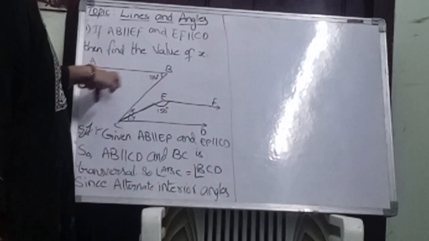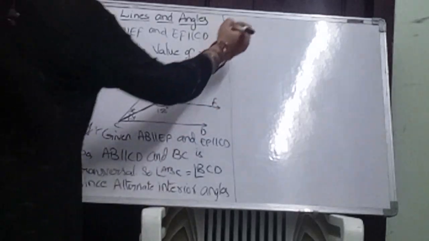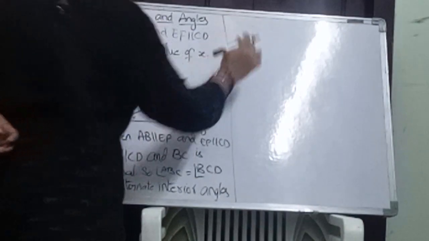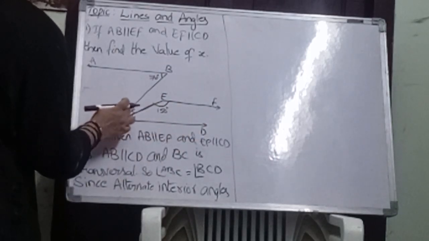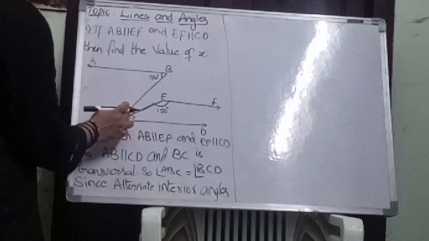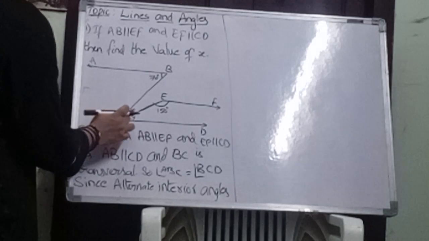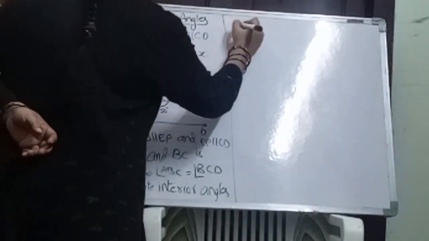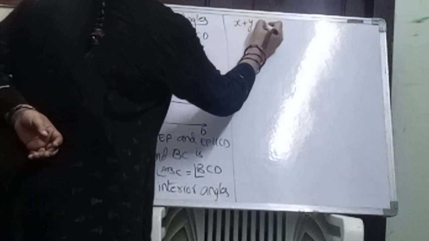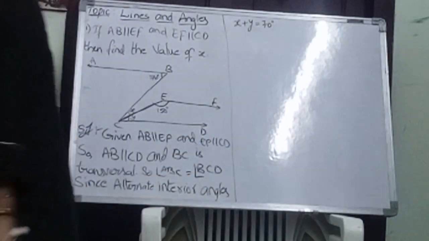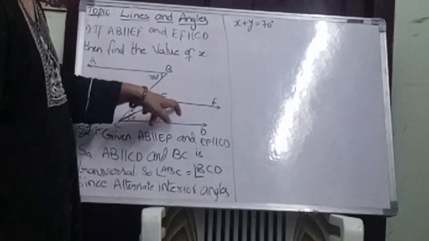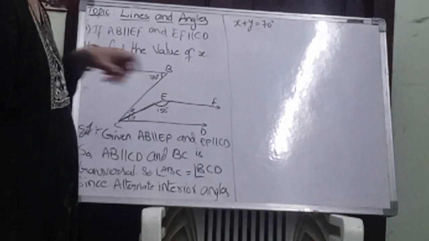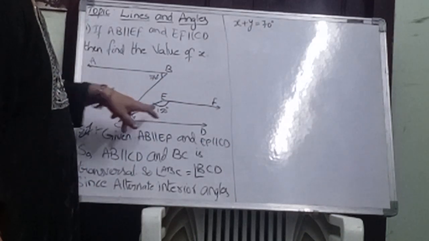ABC is nothing but 70 degrees, and BCD becomes X and Y. Here two angles are there. So if we add these two, we will get this total angle. So X plus Y is equal to 70 degrees. Next, what can we say? See, here it is given one more pair of parallel lines, that is EF and CD.